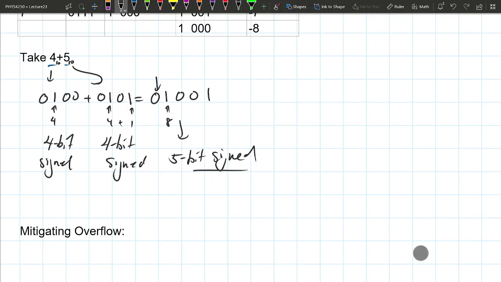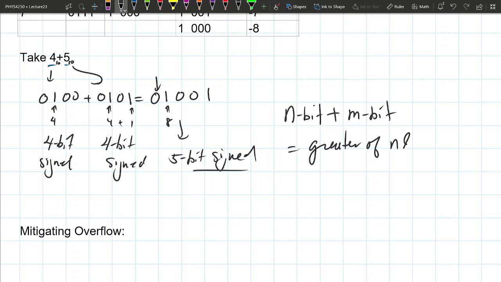So when you're adding two numbers together, let's say you're adding n-bit plus m-bit numbers together. The result is always going to be the greater of n and m, plus 1. So if n is 5 and m is 7, whatever result you're adding is going to be 8 bits in order to hold it.